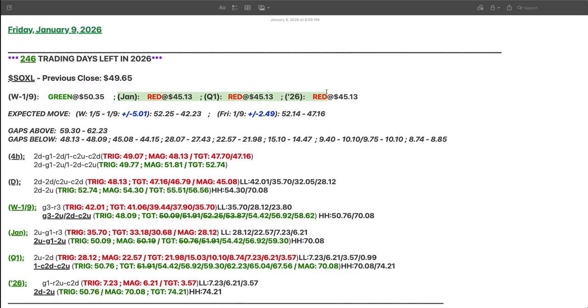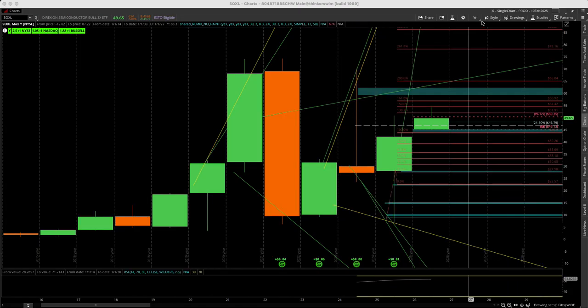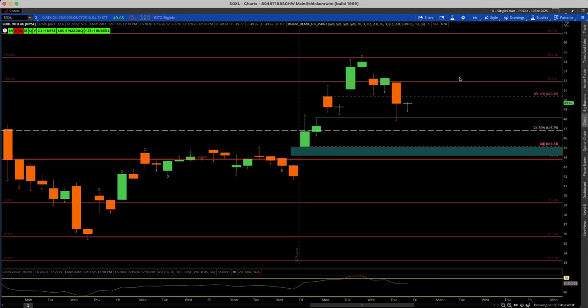But right now, the month, quarter, and year are all green. It would take 45.13 to flip all those red. So not a whole lot, not a long ways away, but it's still far enough away that I don't think it'll happen tomorrow. But we'll see with those economic numbers that get released. Expected move for the week puts us in a range of 52.25 to 42.23, so we're obviously still in that range. And the expected move for just tomorrow by itself is 52.14 to 47.16. All right, so if we go back to the chart here, let's go to like the 4 hour.